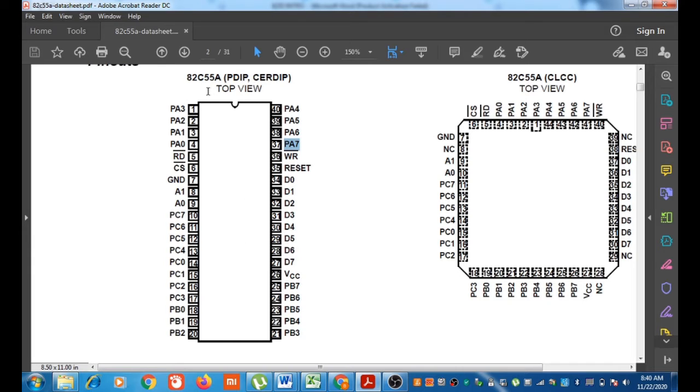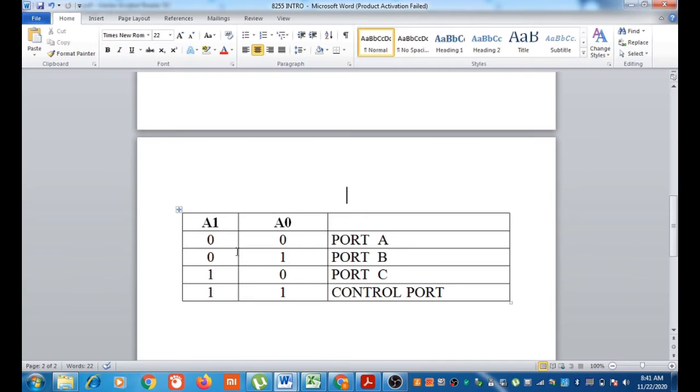This 8255A has 3 ports, and these ports are selected by the internal address lines A0 and A1. When A0 is equal to 0 and A1 is equal to 0, port A will be selected. A0 equal to 1, A1 equal to 0, port B will be selected. A0 is equal to 0, A1 equal to 1, port C will be selected. And A0 equal to A1 equal to 1, then control port will be selected.